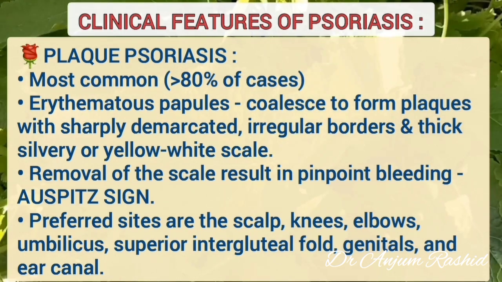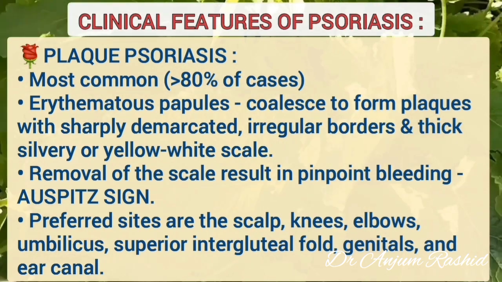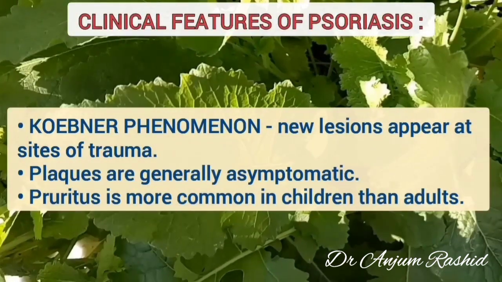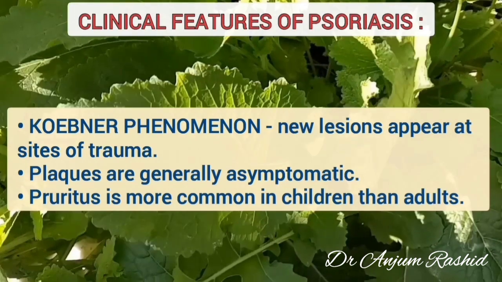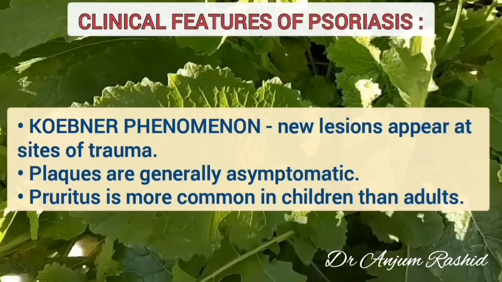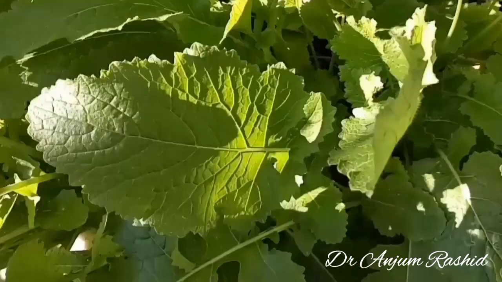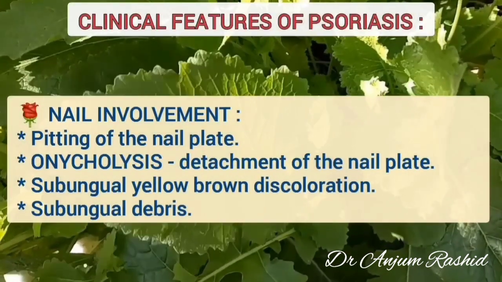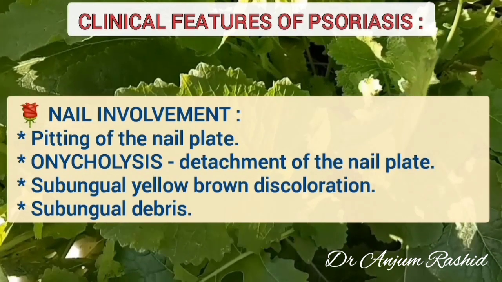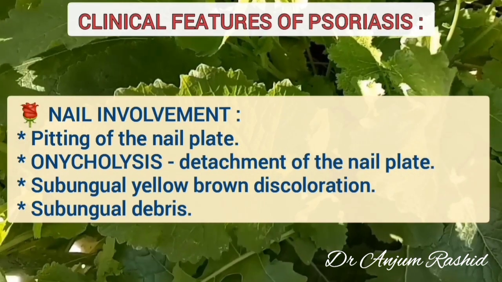Preferred sites are the scalp, knees, elbow, umbilicus, superior intergluteal fold, genitals and ear canal. In plaque psoriasis, Koebner phenomenon is present, that is, new lesions appear at the site of trauma. Plaques are generally asymptomatic, however pruritus is more common in children than adults. Nail involvement in psoriasis includes pitting of the nail plate, onycholysis, that is detachment of the nail plate, subungual yellow-brown discoloration and accumulation of subungual debris.